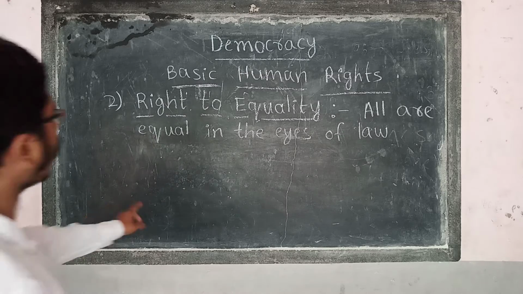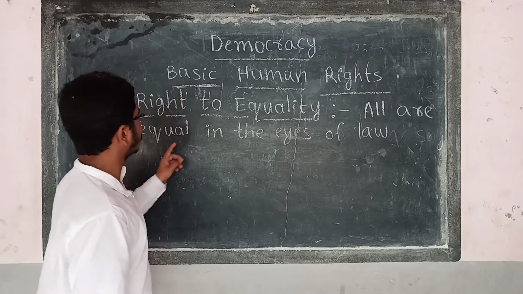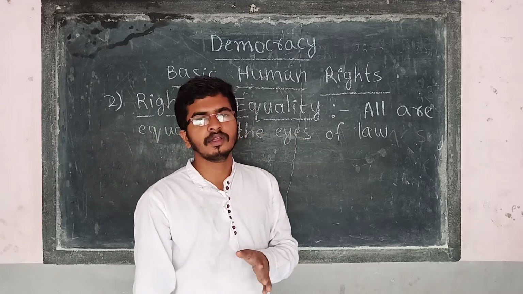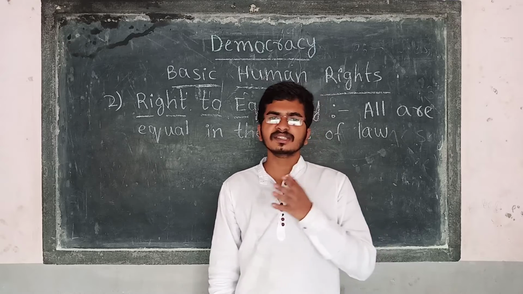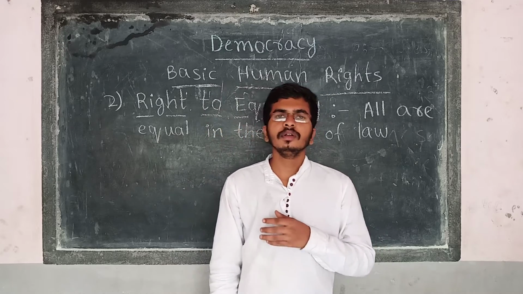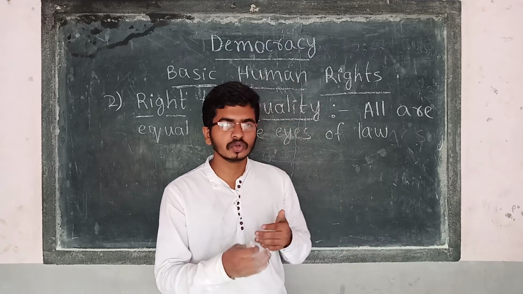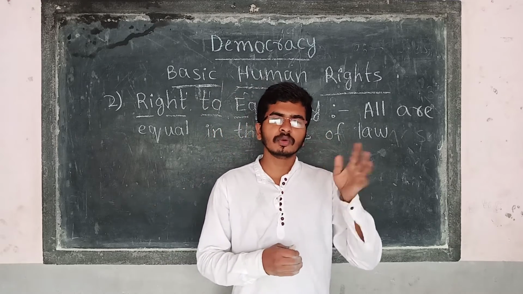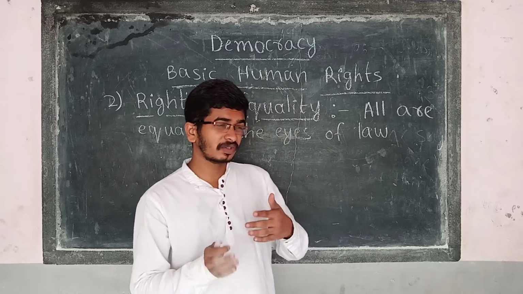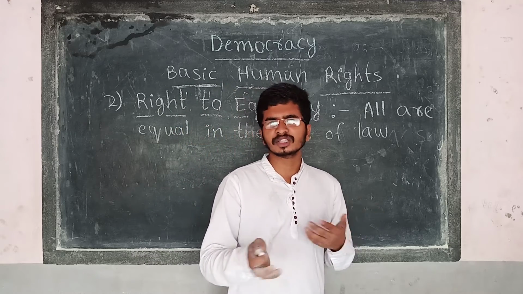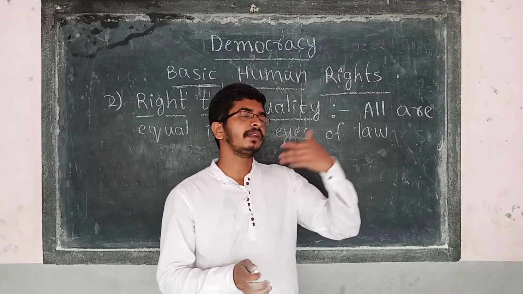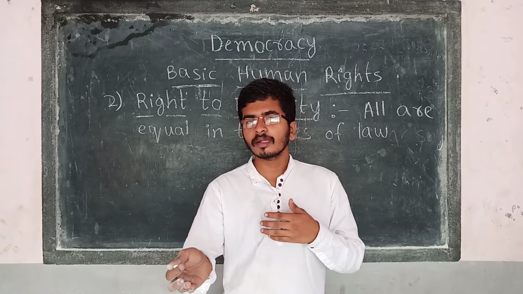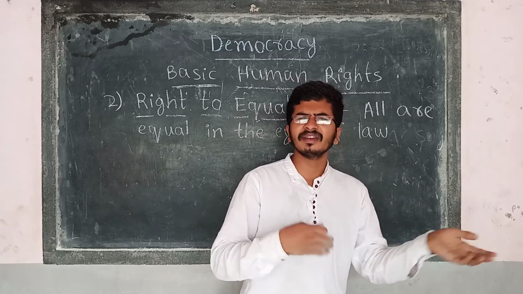Okay, so all are equal in the eyes of law. Right to equality means everyone is equal in front of court. When you go to the justice, they will not see whether you are rich or poor. Our constitution itself provides this. You might be rich or poor, you might be lower caste or higher caste, handicapped, or whatever it is.